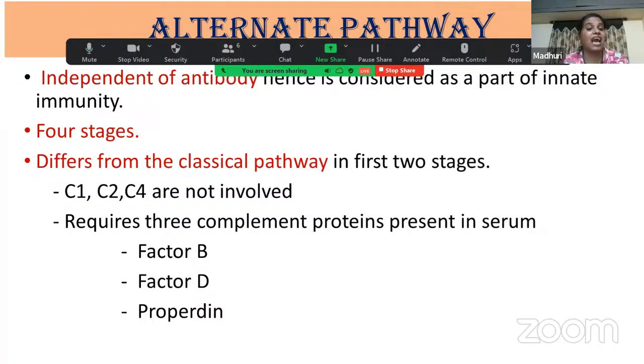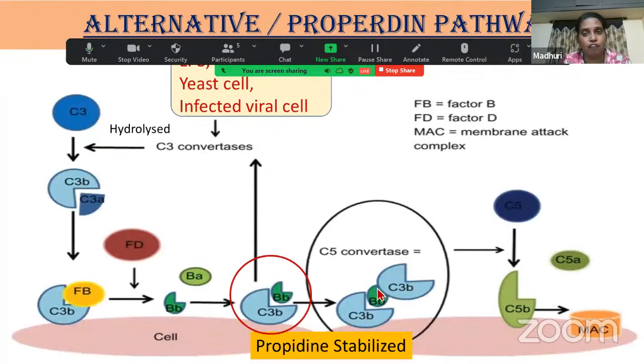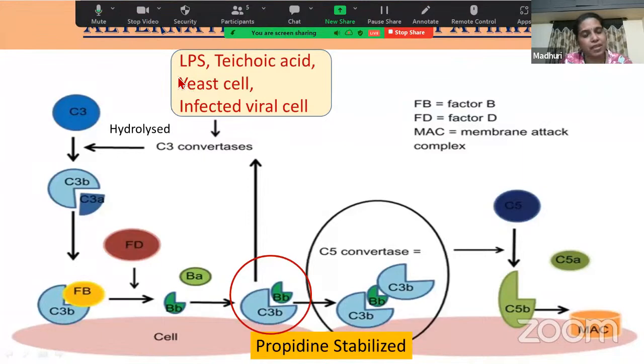But in the alternate pathway, the antigens which are responsible for the activation are different. What are the antigens which help in the activation of the alternate pathway? The antigens which are mainly responsible are LPS. LPS stands for lipopolysaccharide, which is an integral part of the gram-negative cell wall. Then we have teichoic acid, which is an integral part of the gram-positive cell wall. We have yeast cells and we have infected viral cells. All these are the ones which are mainly responsible for the activation of the alternate pathway.